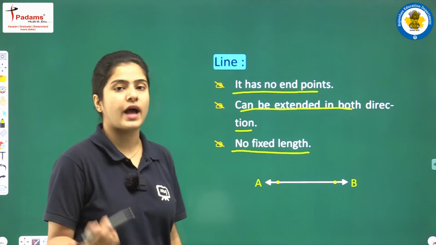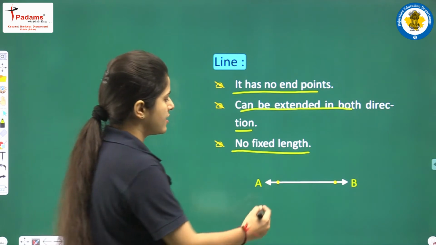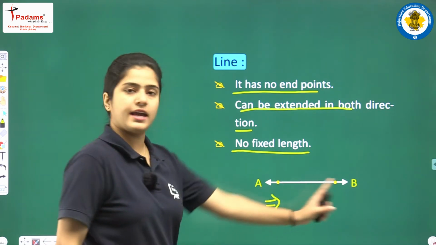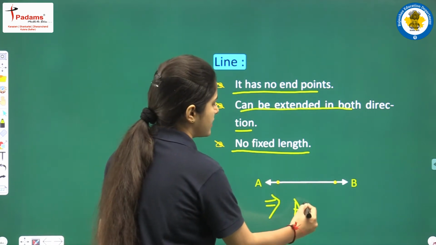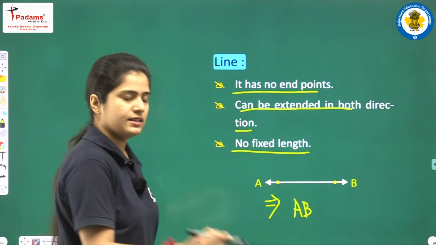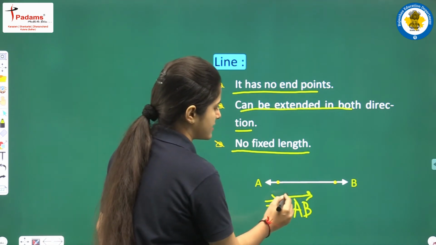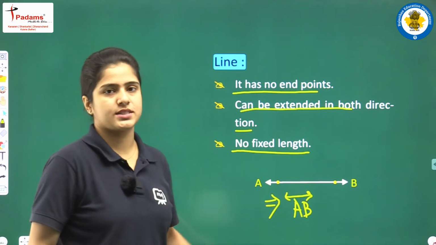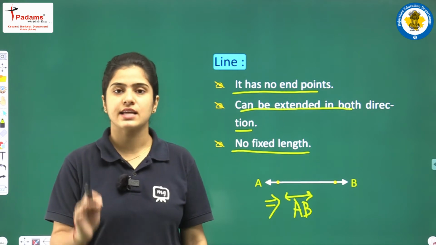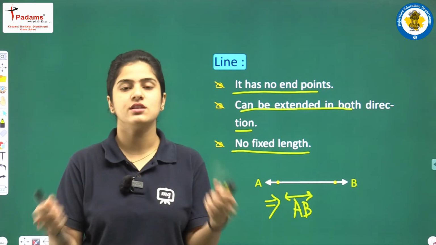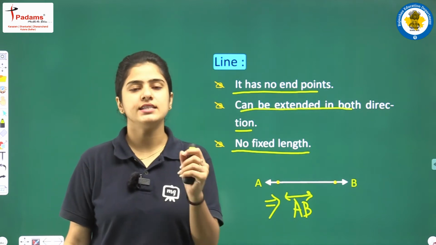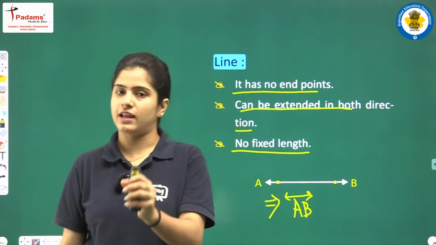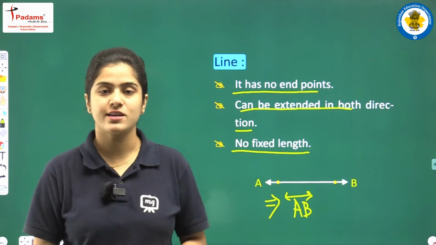And how can you write a line, okay students? This is a line AB, right? The way to write that AB is a line is to write it like this, two arrows on both sides, okay, and it is showing that it can be extended in both directions. So that is why it is called a line. And students, a line segment is the segment of a line, that is the portion of a line, okay students.